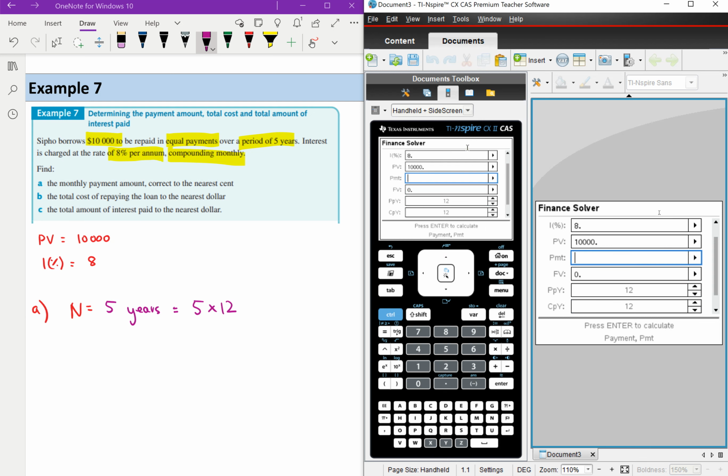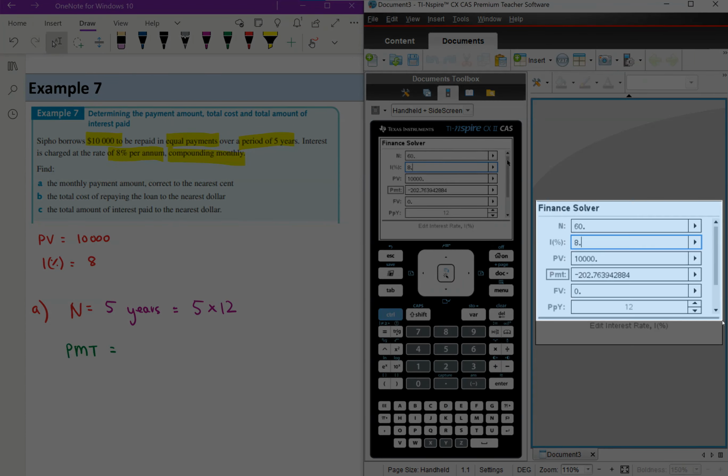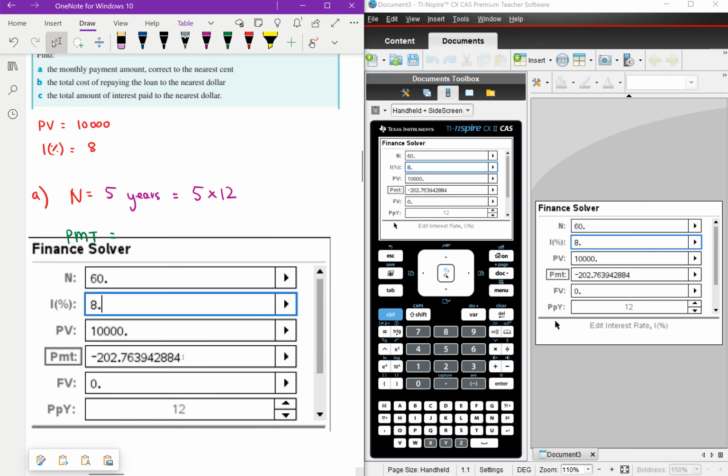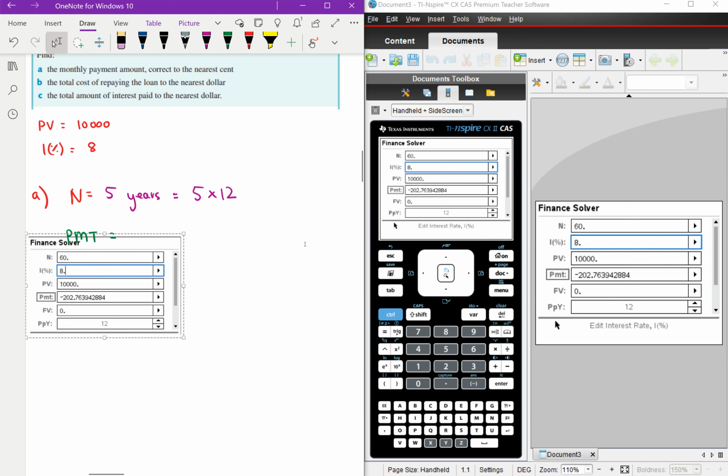So what am I trying to calculate? I'm trying to calculate PMT, my payments. I'm just going to write PMT here to remind you and press enter on my calculator. Notice it's negative. I'm going to screenshot that to help you see. So you can see that my PMT is now negative.